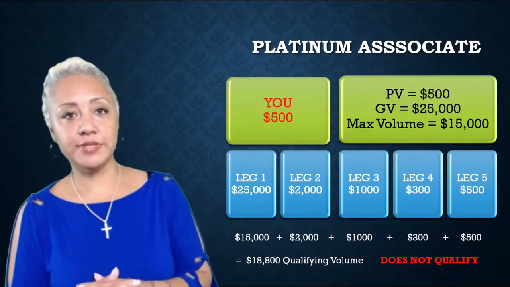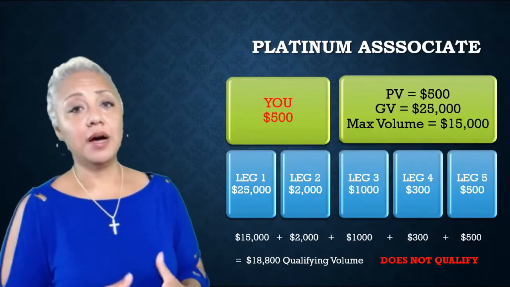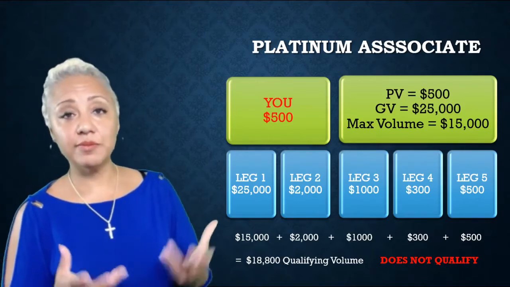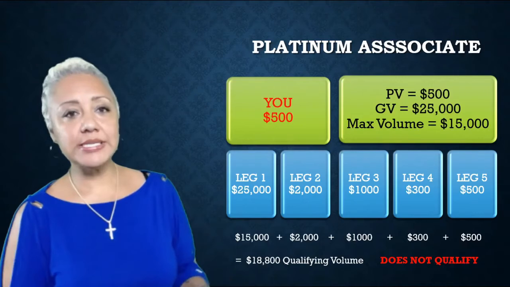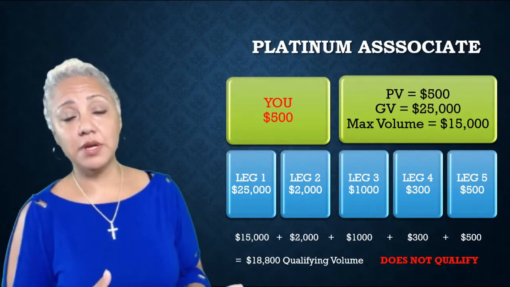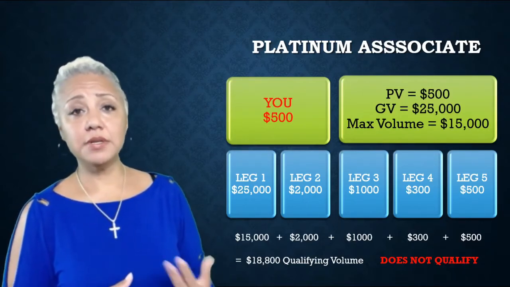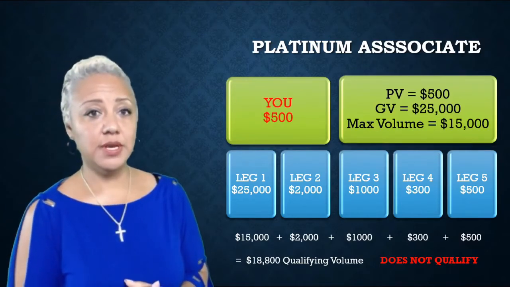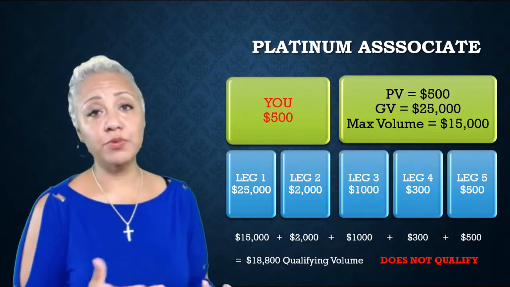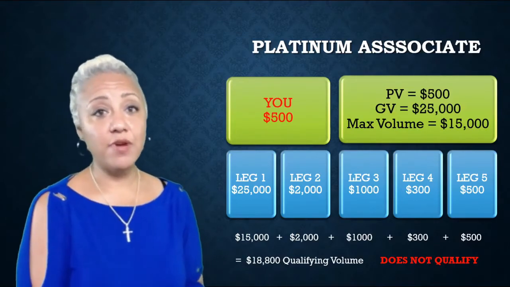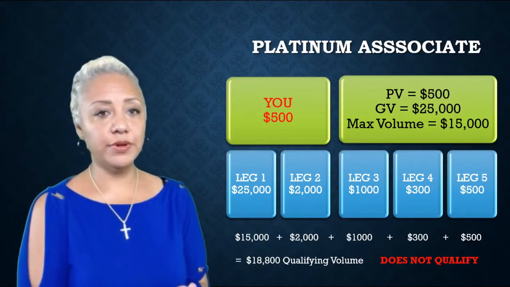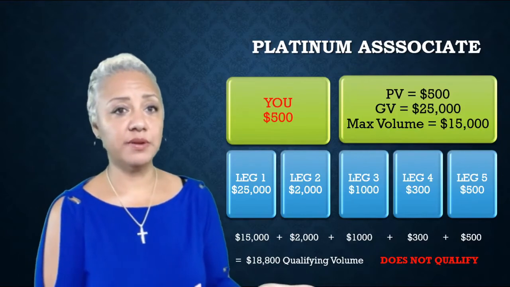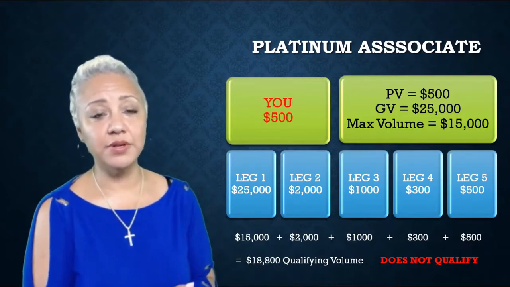So in this example, for a Platinum Associate, the volume can come anywhere from your downline, provided it is somewhat evenly distributed. So in this example, leg 1 has 25,000. Leg 2 has 2,000, leg 3 has 1,000, leg 4, 300, and leg 5 at $500. Now, looking at this model, one would think, okay, I've hit Platinum Associate. I have a total of 25, 7 volume just in one leg. This person, for example, has more than $28,000 in volume.